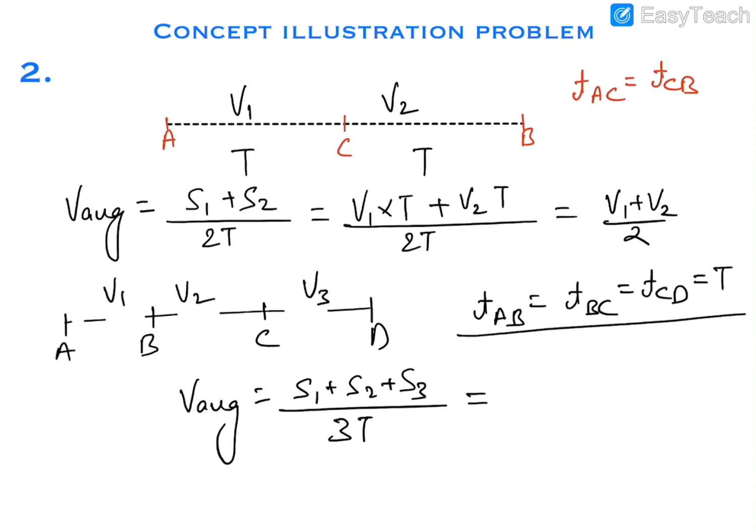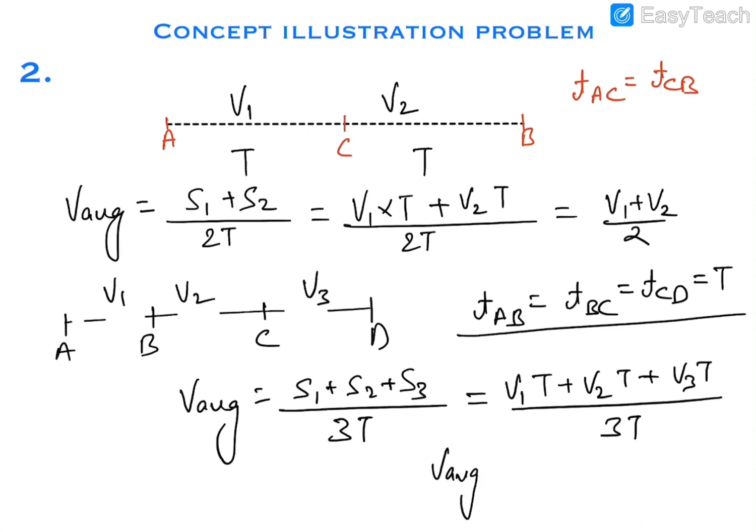Now again, S1 would be equal to V1 into t, and S2 would be V2 into t, and S3 would be V3 into t, divided by 3t, and therefore V average would be equal to (V1 plus V2 plus V3) by 3. So you can generalize this result, and you can say that if the complete journey has been divided into n equal times, t1, t2, t3, t4, then we can say that the average velocity would be (v1 plus v2 plus v3 plus v4 up to vn) by n.